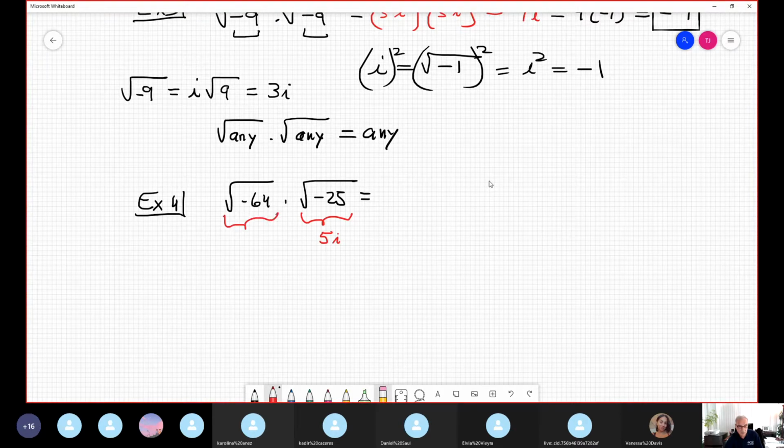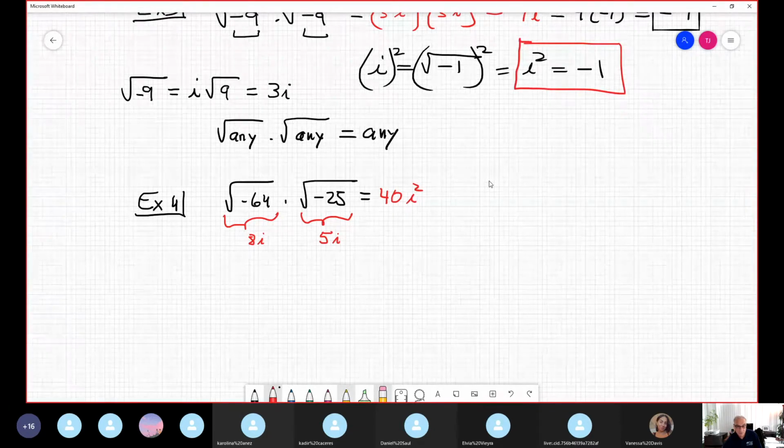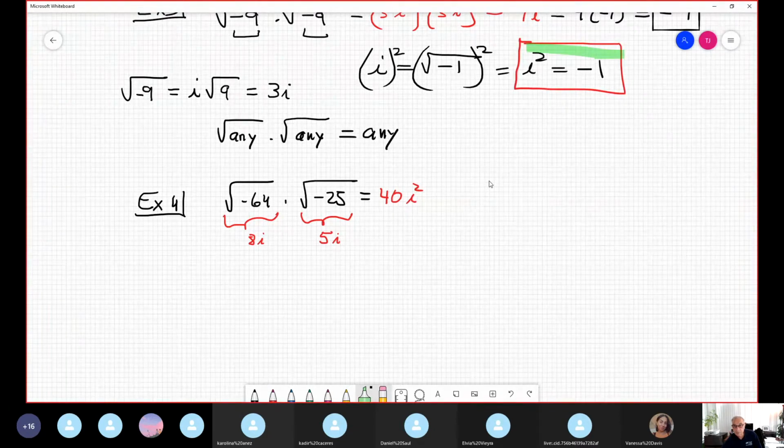And this is easy because square root of 64 is 8, no? Pero es negative, entonces 8i. 8 times 5, 40. I squared. Y I know very well que I squared, look at that. Important thing, important information. I squared is -1.